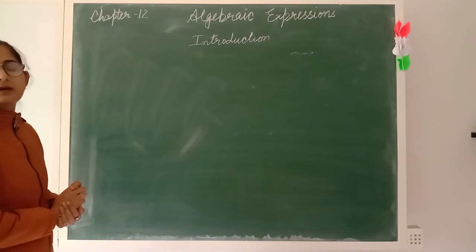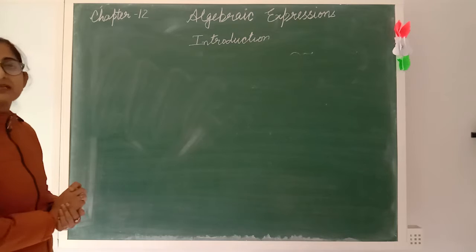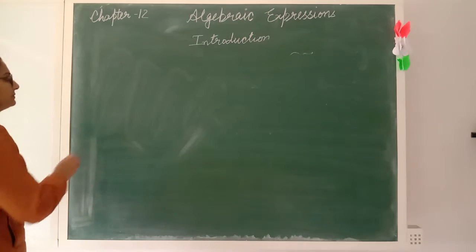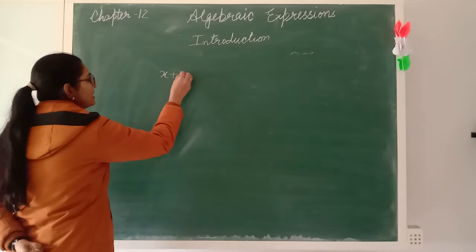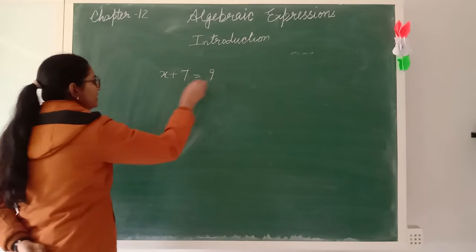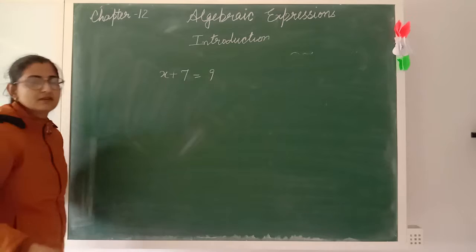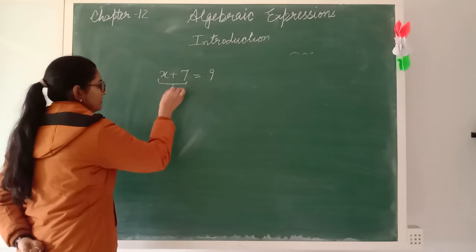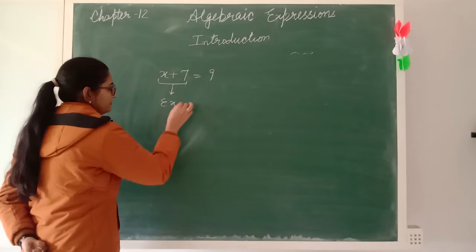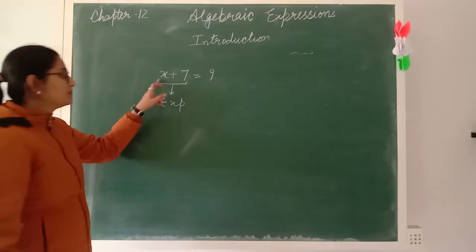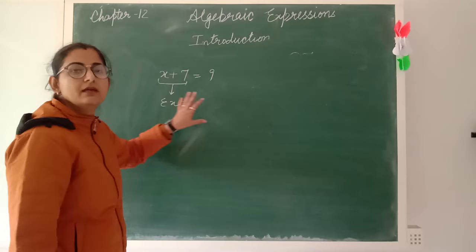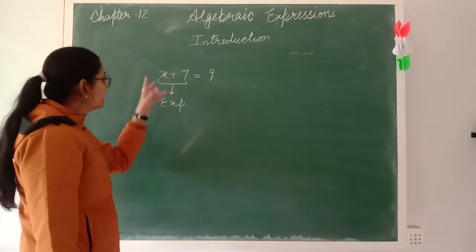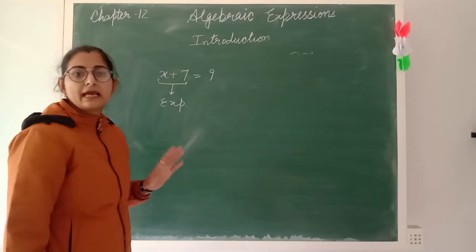At first we discuss the expression. What is an expression? An expression is like an equation form. For example, we have x plus 7 is equal to 9. What is x plus 7? x plus 7 is an expression. When we use the symbol of equal, it becomes an equation. So in the equation, x plus 7 is our expression.